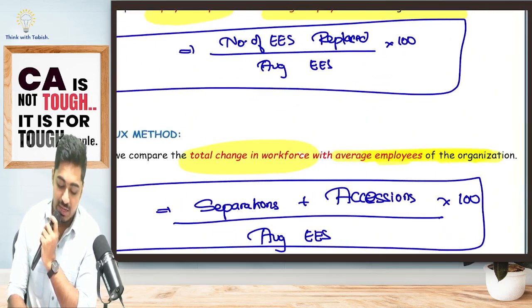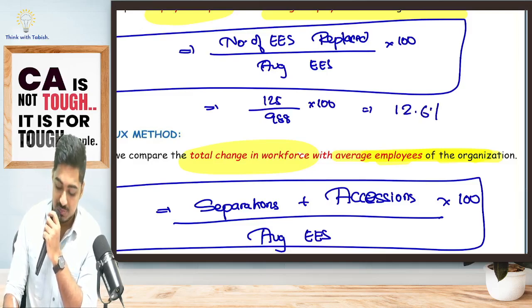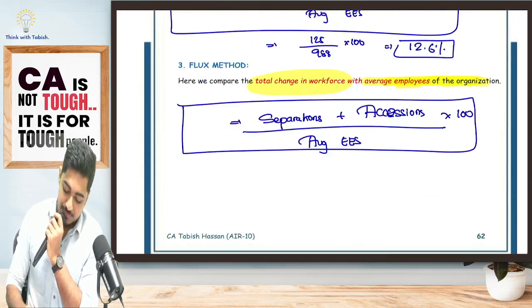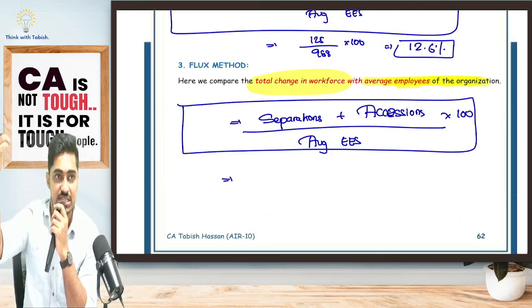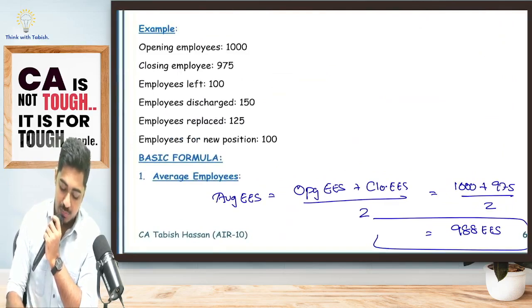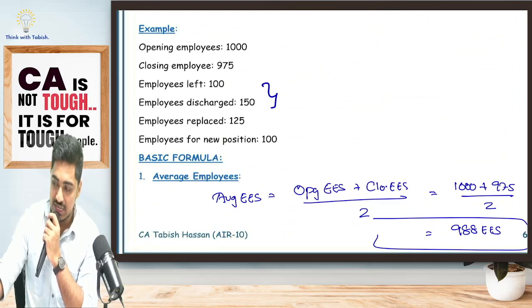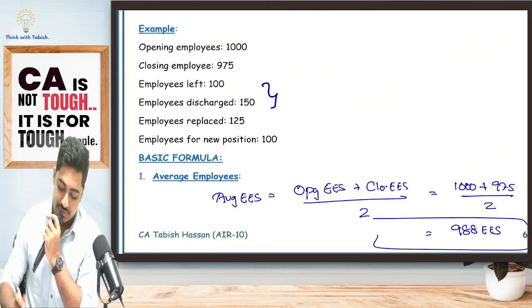So if I'm calculating my replacement method, tell me, average was 988. Employees replaced was 125 only. How much percentage did it come to? 12.6 percentage. Okay, flux method. Tell me, overall change I want to see. Separation. How many employees are ultimately separated? 100 left by themselves, 150 we removed. That means total 250. Yes or no, everyone?